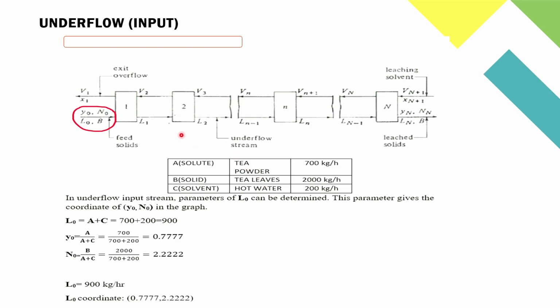Firstly, in our underflow input stream, here are the assumed values for our solid and solvent, where in the underflow input stream, L node can be determined with its graph, with its coordinates Y node and N node. And here are the calculations and the values that we obtain.